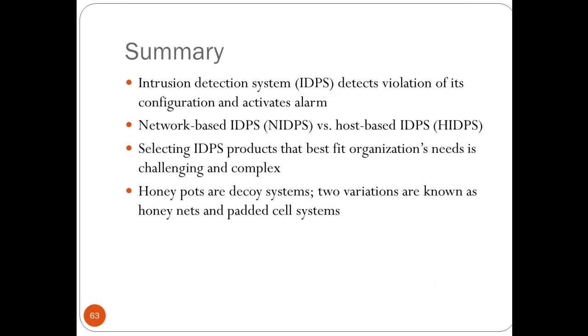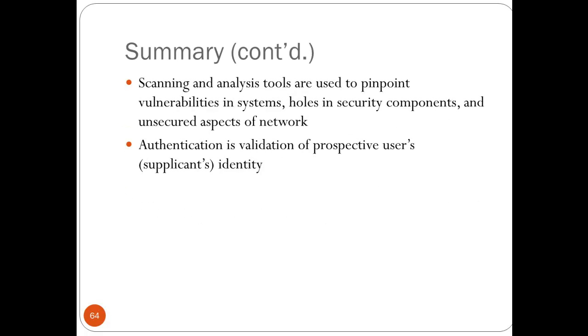Basic summary: intrusion detection systems can detect violations of configurations. They have the ability to alert. Network-based versus host-based intrusion detection systems each have strengths and weaknesses. You want to make sure you choose the product that best fits the organization's needs. Honeypots are designed to be decoy systems. Two basic variations are honey nets and padded cells. Scanning and analysis tools are used to pinpoint vulnerable systems and holes in security components. They can be used for good or evil. And then authentication is validation of prospective users' identity.